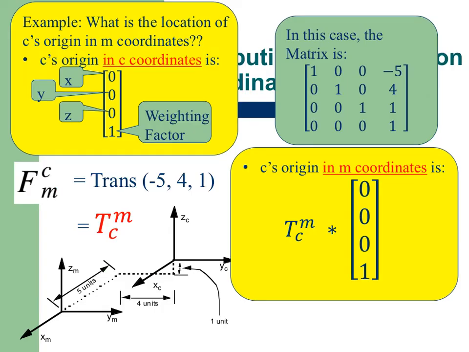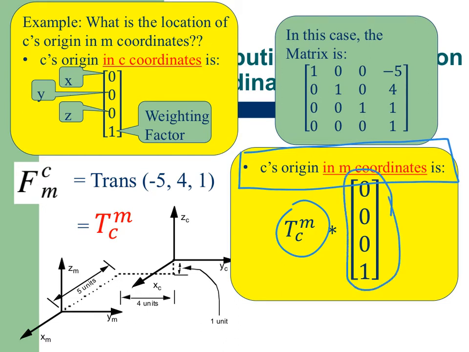And here it is written more clearly. To figure out what is C's origin relative to M coordinates, I just took the homogeneous transform matrix from C to M, this quantity here, and I multiplied it by the location of the point in C coordinates, and the answer that we got was, in fact, the location in M coordinates, the location of that same point.